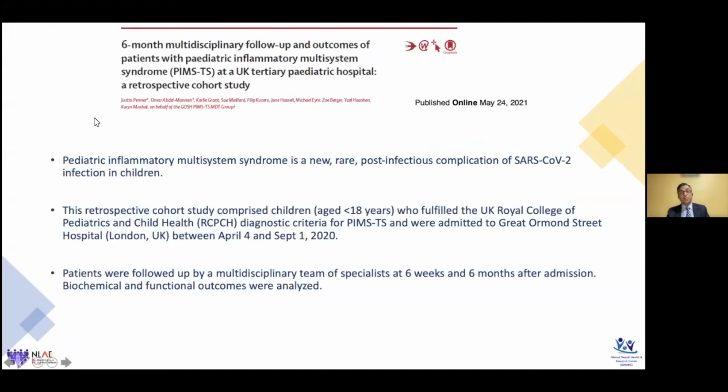So the same group followed up the patients for 6 months and published the paper again. And this came out only on May 24th, which is a few days ago, like 3 days ago. What they identified was that this pediatric inflammatory multisystem syndrome is a new rare post-infectious complication of COVID-19 infection in children.